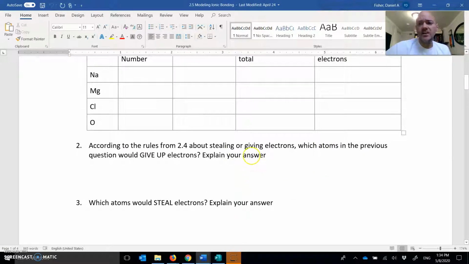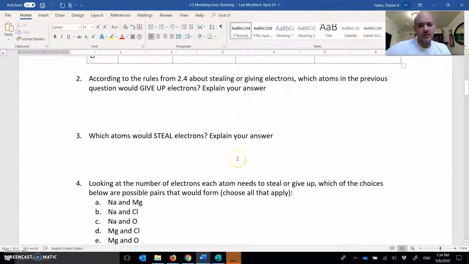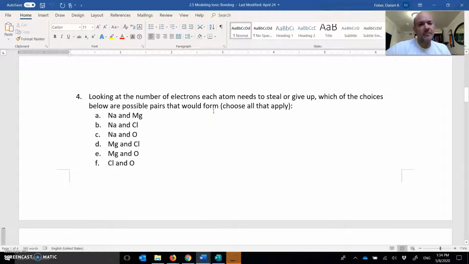And we also talked in 2.4 about stealing or giving electrons. Are atoms more likely to steal or give? All right. Think about which ones would steal, which ones would give, and then look at this and think about which ones are going to be pairs. And if you're going to form a pair, I want you to think about, do you think it's likely to be two atoms that are both going to steal, two atoms that are both going to give, or two atoms that are going to steal and give? You know, one steal and one give. So think about that as you're working your way through this.